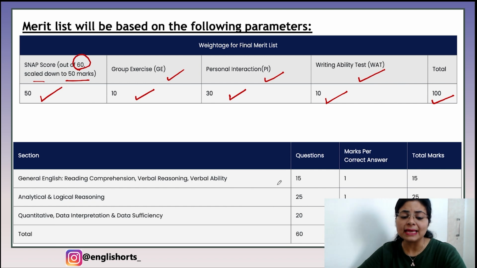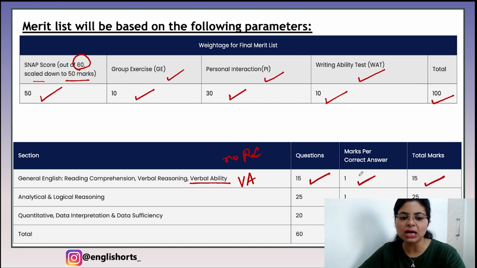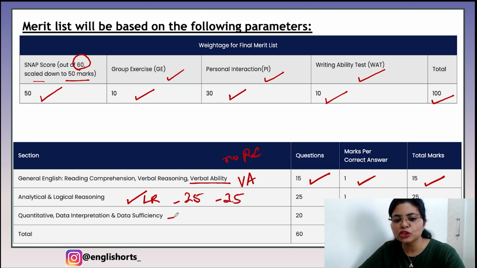All right. Then there is general English or verbal ability, as we call it, VARC. Now, there is no RC here, it's a purely VA section. There is no RC in SNAP. There are 15 questions of 1 mark each, 15 marks. Analytical reasoning, logical reasoning, जिसे आप LR कहते हैं, is 25 questions and 25 marks. The weightage to LR is maximum. QA, DI, and DS are coming together is 20 marks, 20 questions, and the total is 60 marks.